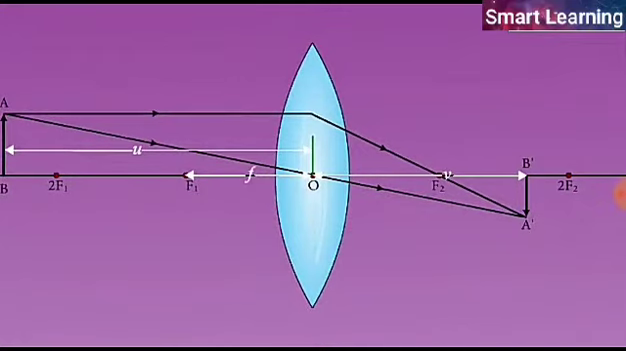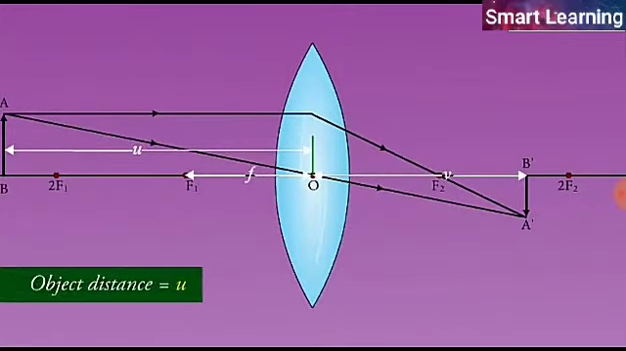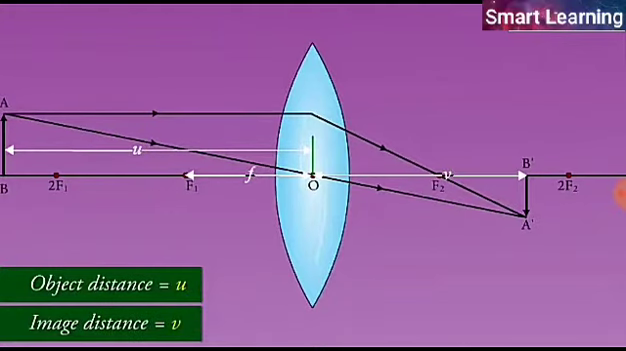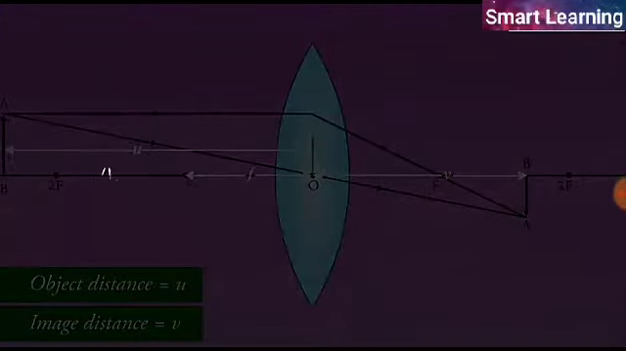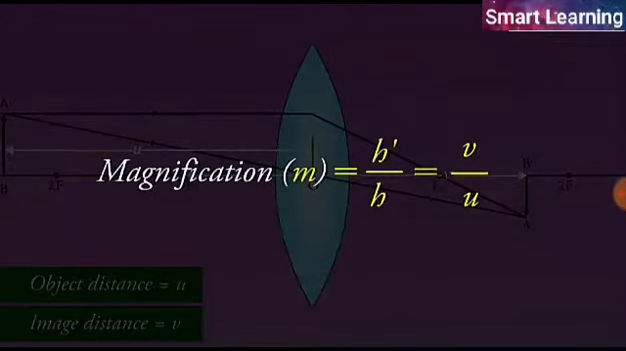Magnification produced by a lens is also related to the object distance u and the image distance v. This relationship is given by magnification m is equal to h dash upon h is equal to v upon u. To understand this concept better, let us take some examples.